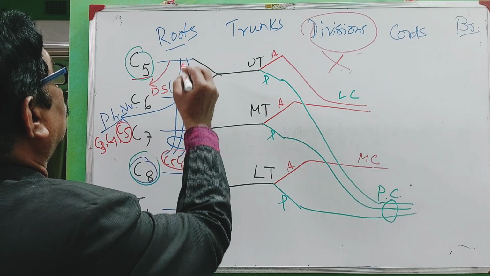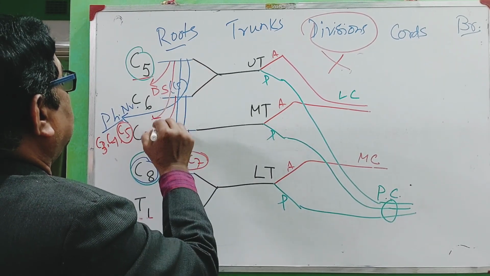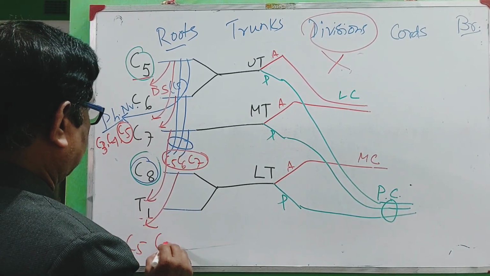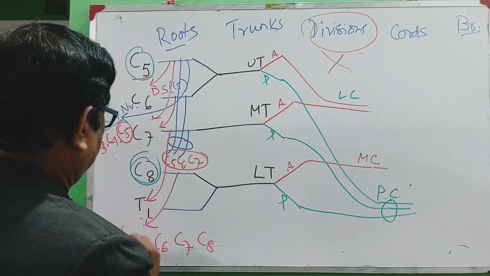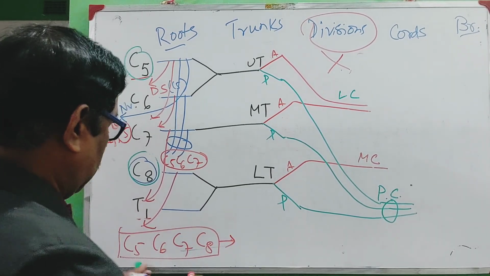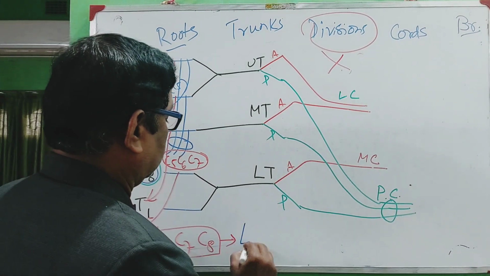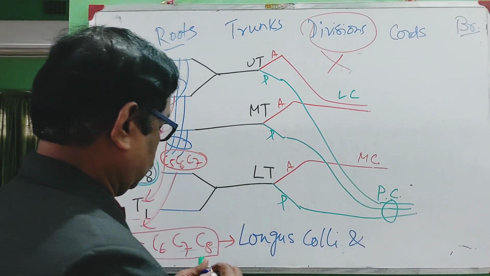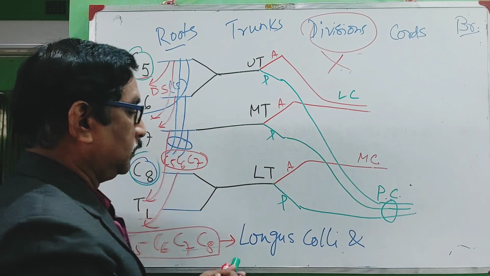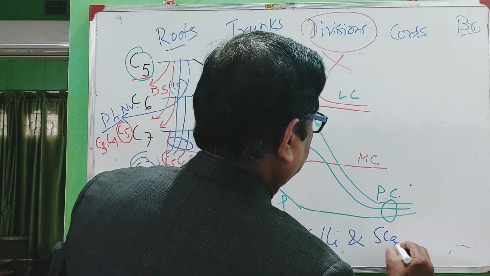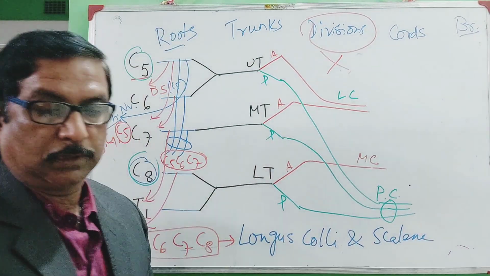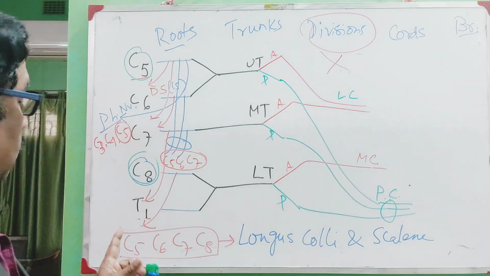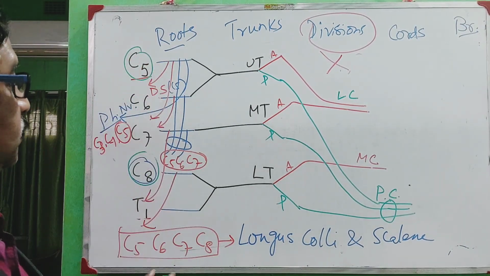Other nerves from the roots from C5, C6, C7 and C8. These roots will supply the longus colli and scalene muscle. You know, the longus colli and scalene muscle supplied by C5 to C8 roots. So, all are the branches from the root.